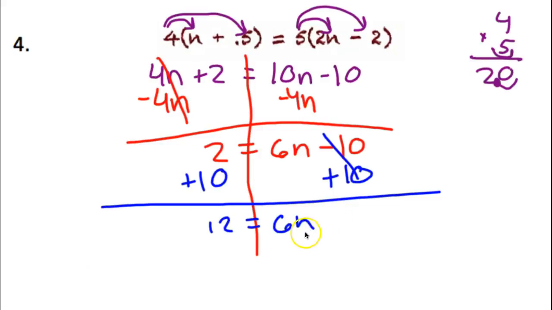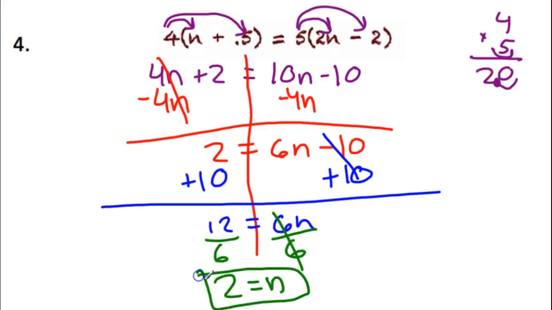Why am I dividing by 6, you ask? Because this is 6 multiplied by n. Alright, 6 divided by 6, bam, gone. 12 divided by 6, this is 2 equals n. Normally you see the variable first, n equals 2, but you can write it just like this. That's good that way. So 2 equals n, got it, great, move on.